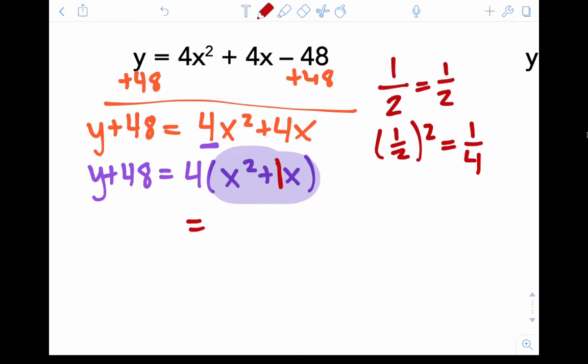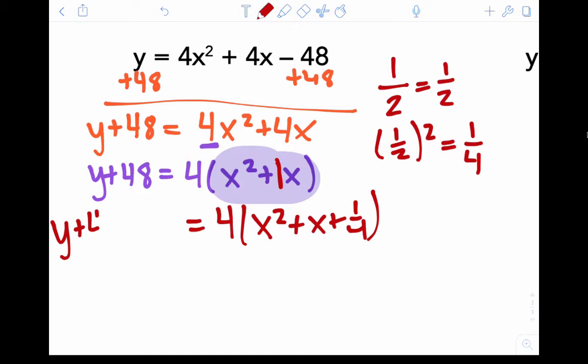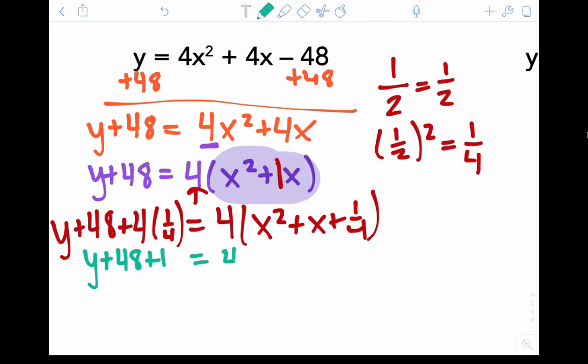So on the right side, I have 4 times x squared plus x plus 1/4. And on the left side, I have y plus 48 plus 4 times 1/4. Don't forget that number right there. And I'm going to simplify the left side a little bit. This is y plus 48 plus 1. The right side, I'm going to take my parentheses and write it as that squared binomial. So I'm going to use this number right here. So I have 4 times the quantity x plus 1/2 squared.